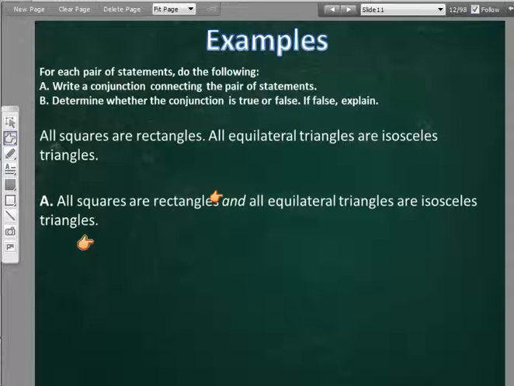Okay, so then you have to decide if that's true or not. Well, all squares are rectangles, that's true. All equilateral triangles are isosceles, because remember, for an isosceles to work, at least two sides have to be congruent. Well, an equilateral has all three sides. So this conjunction would be true because both P and Q are true.